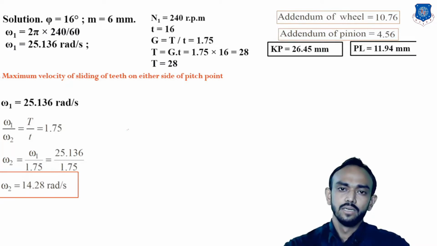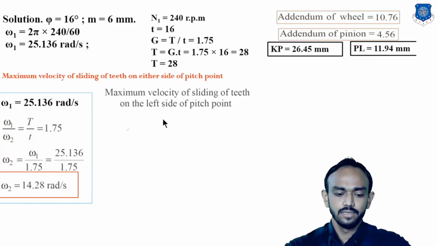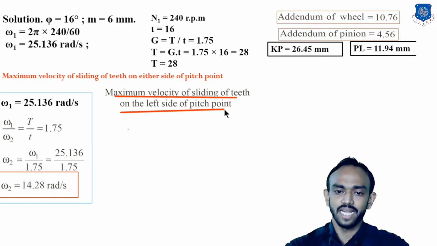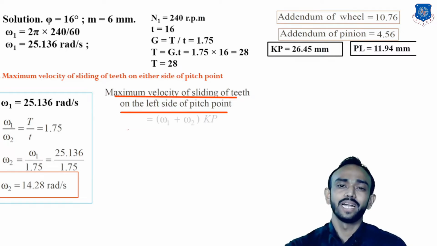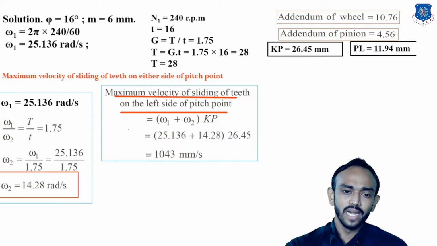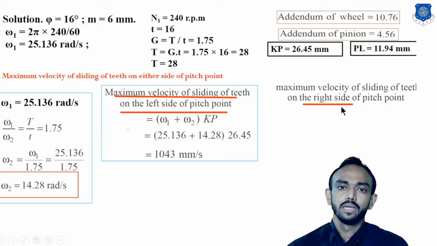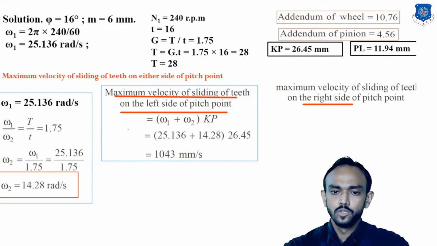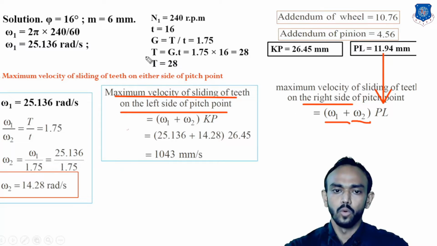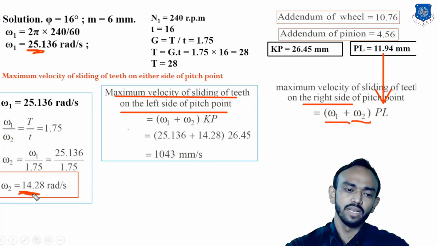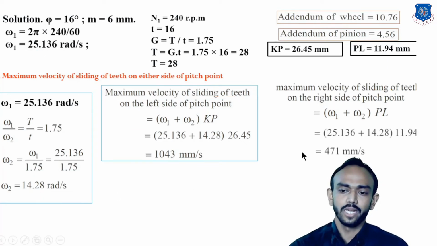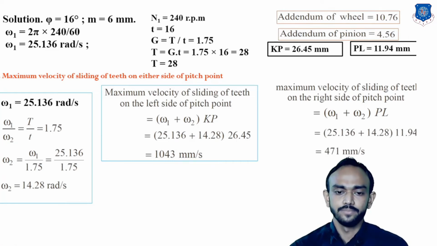Now you are going to find the sliding velocity on both sides. First of all, find the maximum velocity of sliding on the teeth on the left side, meaning approach. So we will multiply omega 1 plus omega 2 into KP in this case. And after that, if you want to find the maximum velocity of sliding on the right side, that is the upper side, P to L, it is the right side. So omega 1 plus omega 2 into PL. PL is already found. We will put in this value, and omega 1 is 25 and omega 2 is equal to 14.28. So you will put in these values and you will find omega 1 plus omega 2 into PL, which is 471 mm per second. So that's it. It is the example of interference.